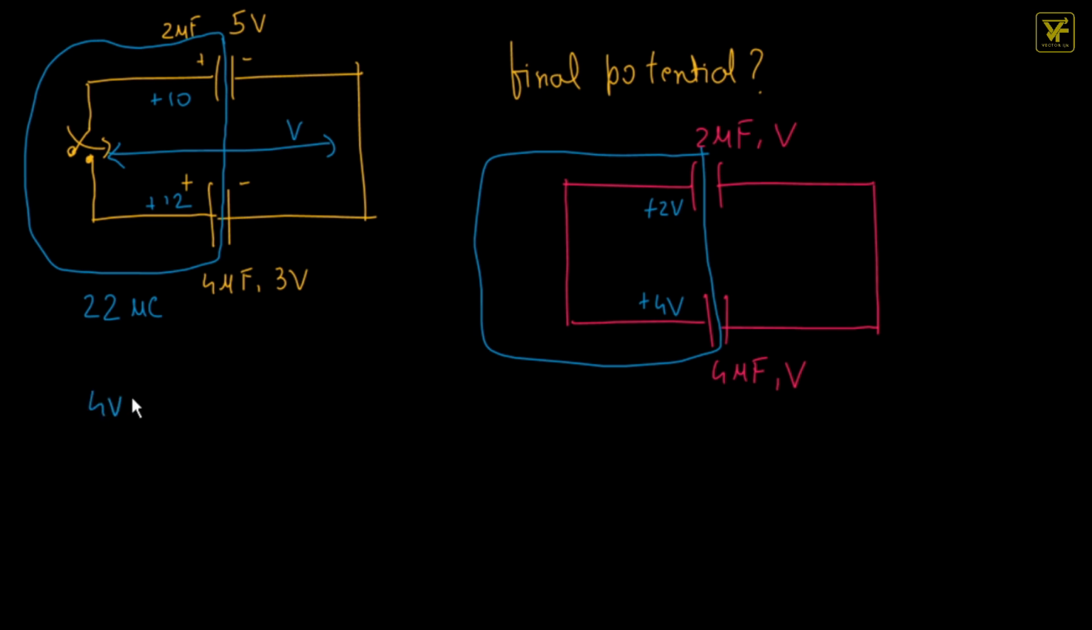So 4V plus 2V is equal to 22. So V is equal to 22 by 6, which is 11 by 3 volts. So the final common potential is 11 by 3 volts. This is the answer.